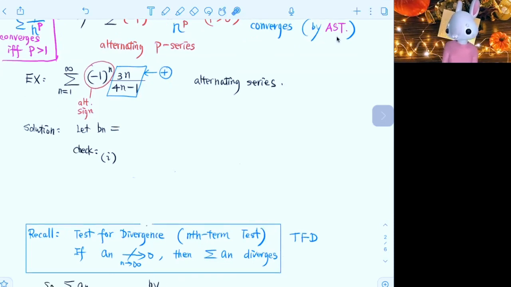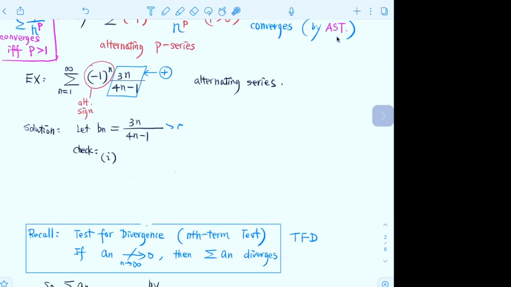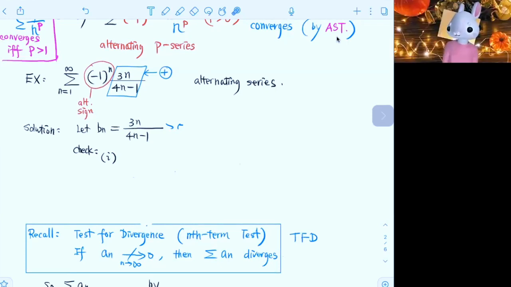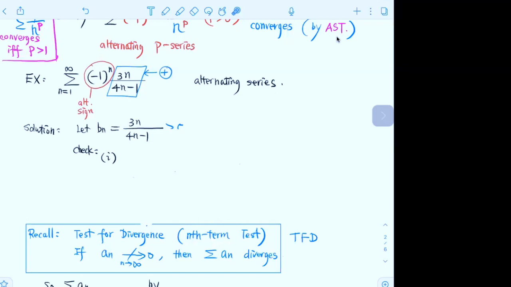To use that test, we're going to let Bn be this, the part that always stays positive, or think about this, the absolute value of the term. I'm going to ask you, as n goes to infinity, what does this go to? 0. Are you sure it's 0? Let's think again. Oh, no. 3/4. You got it.